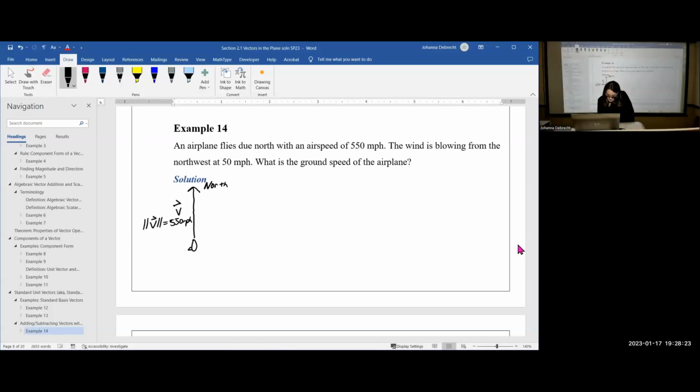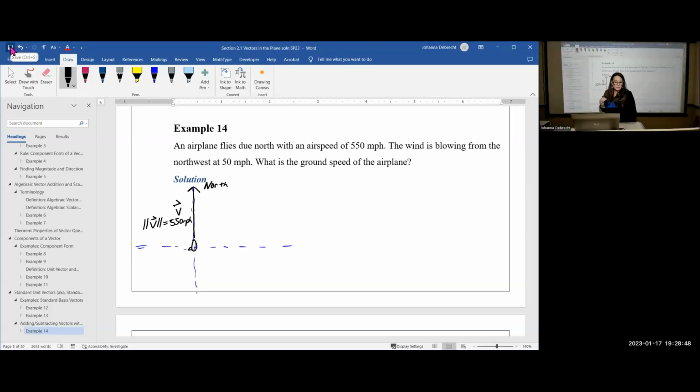So we're going to have this in standard position, my wind, and I'm going to superimpose a coordinate system like this. And then my wind is actually blowing from the northwest to the southeast. So in standard position, I'm going to have to draw it over here.